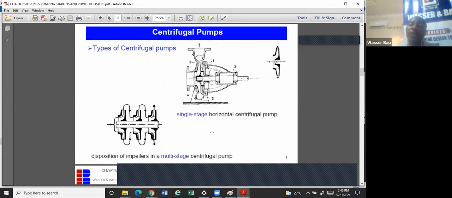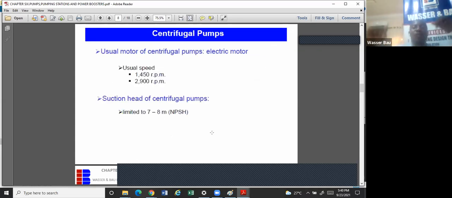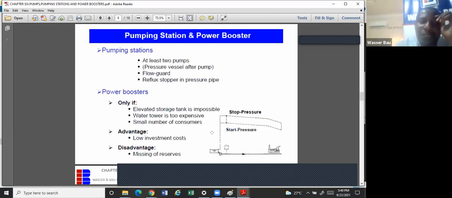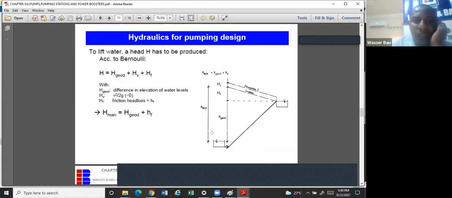Okay, these are different types of the centrifugal pump. You have the single stage and you have the multiple stage centrifugal pump. You have the submersible pump, you have the vertical shaft, you have the horizontal shaft. Then the speed of the pump is rated in revolutions per minute. The higher the revolution, the better. And a suction pump has a maximum head of 6 to 7 meters. And in a pumping station, we must have at least 2 pumps, and so forth. Just read this to understand them. And this is an example of a power booster and the hydraulics.